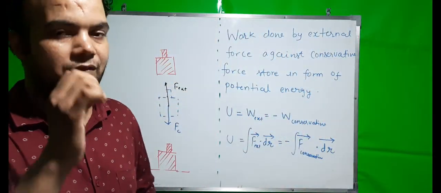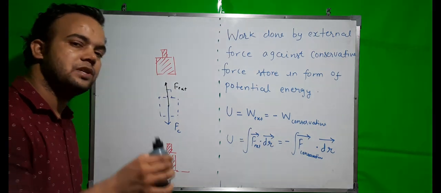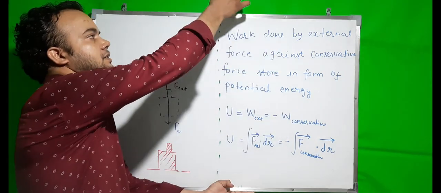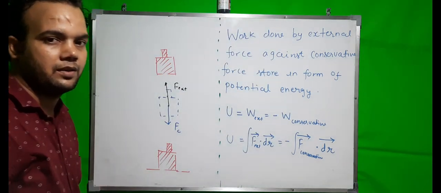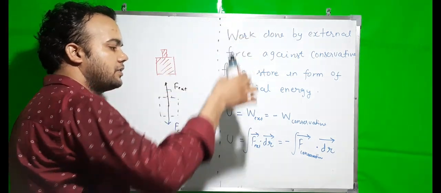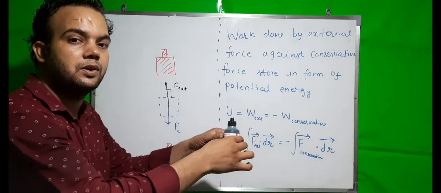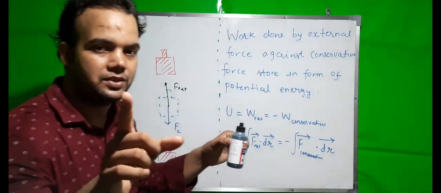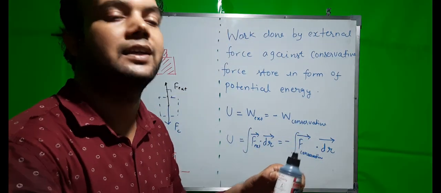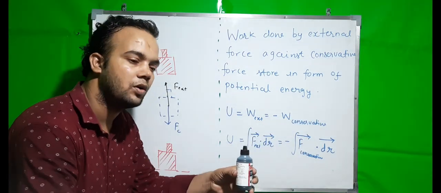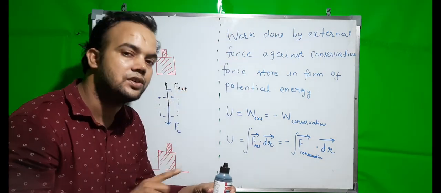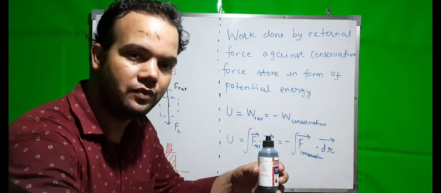So let us see. We are taking a very simple example. Suppose I have to put this ink bottle from the ground to this height. So what do I need to do? I need to apply some force in the upward direction. As you are trying to move this bottle upward, because gravity is already acting in which direction? Gravitational force is acting in the downward direction. So to move this bottle upward, you need to apply an external force, and this external force should be greater than the gravitational force.